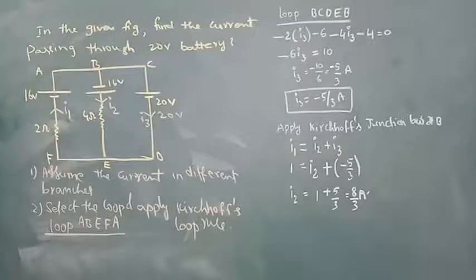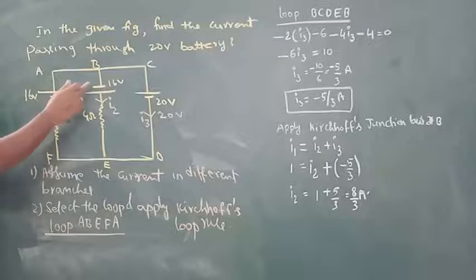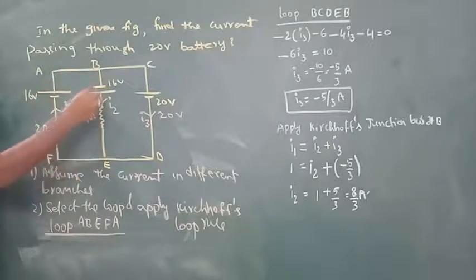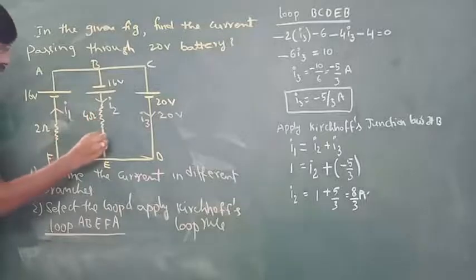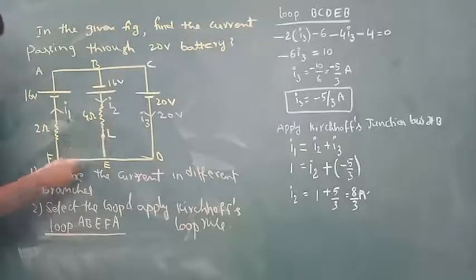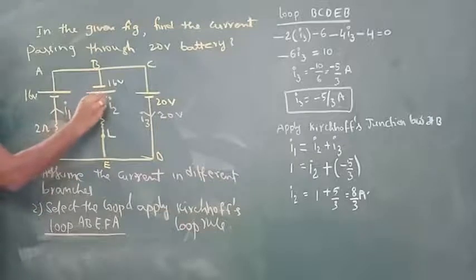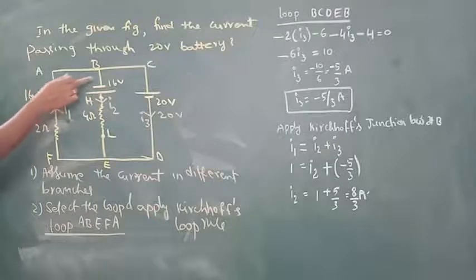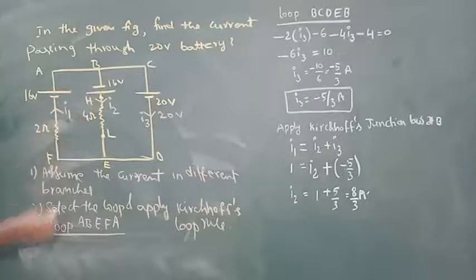Between B and E there is a cell of 16 volt and a resistor of resistance 4 ohm. And between B and E, the assumed current is I2, which flows from B to E. That means this point is the lower potential point and this point is the higher potential point. So while going from B to E, first he comes across a cell from lower potential to higher potential. So he finds a potential rise, so plus 16.